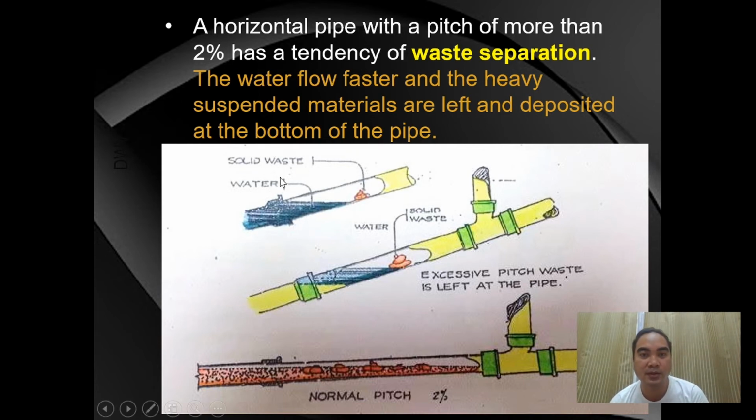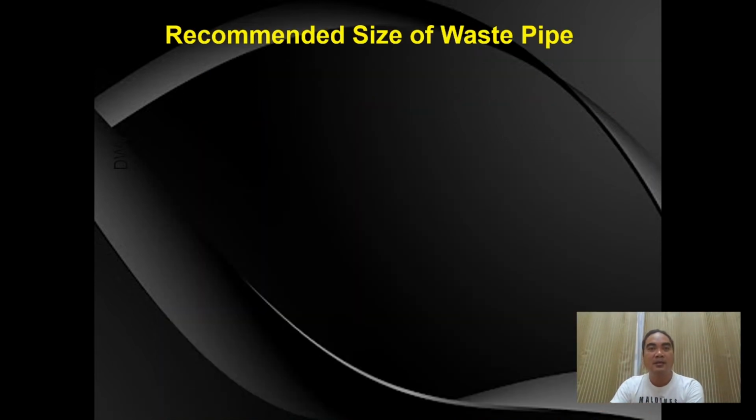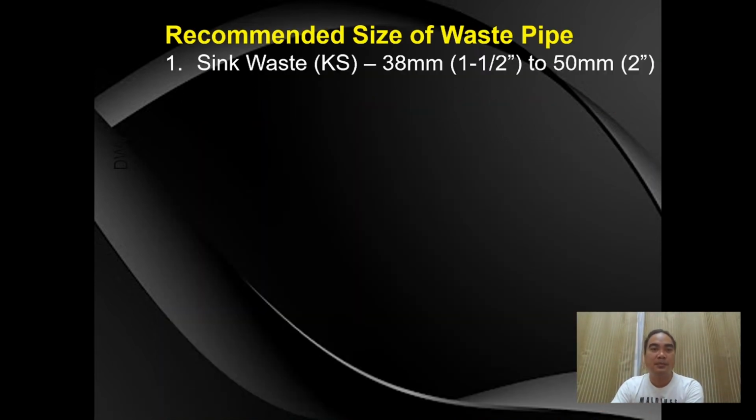Soil waste, water, solid waste, water. Excessive pitch, waste left. Pag masyadong iba yung slope natin, yung solid waste, naiiwan siya. So normally, 2% para smooth yung flow ng water natin together with yung solid waste. 2%.